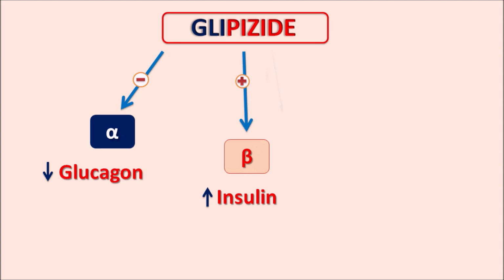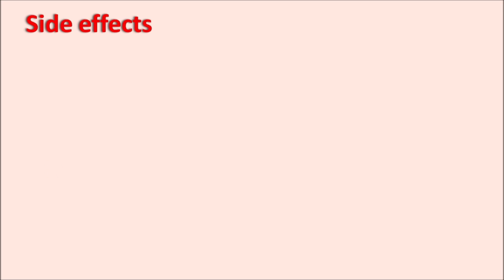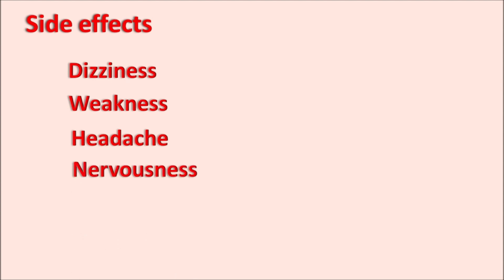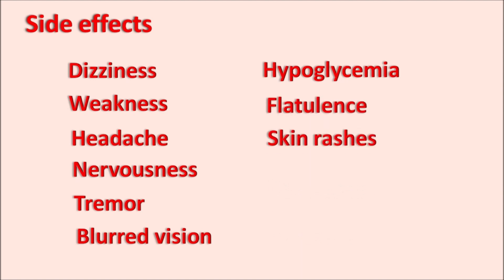And it can also promote the delta cells, thereby it can increase the somatostatin release. But among these, the action of glipizide on beta cells is mainly responsible for control of glucose levels within the body. The important side effects of glipizide mainly include dizziness, weakness, headache, and nervousness, tremors, even blurred vision. Most of these side effects are related with hypoglycemic symptoms and hypoglycemia, flatulence, skin rashes.